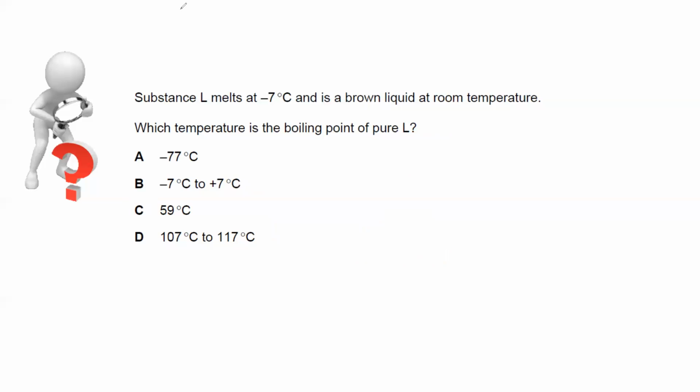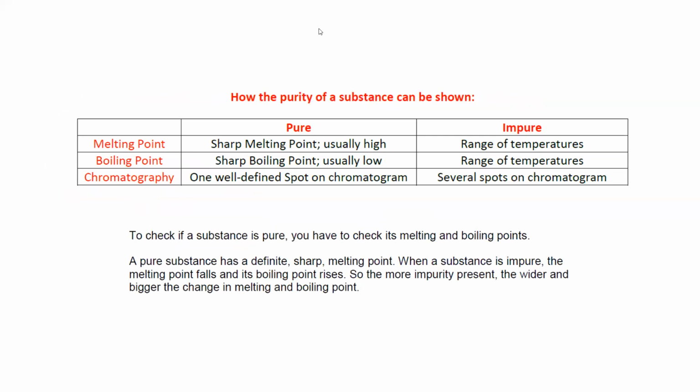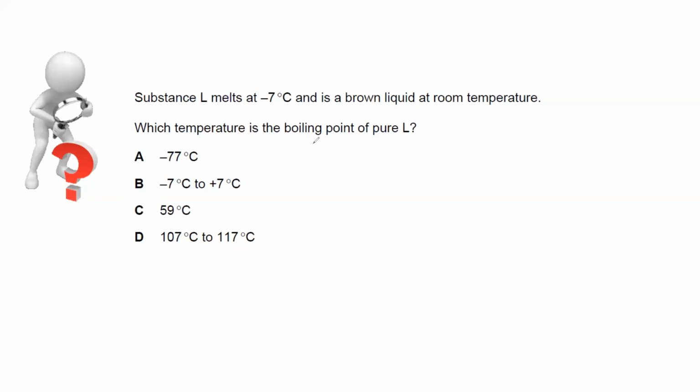As in the previous slide, I mentioned when a substance is pure, it will have a sharp melting point and boiling point. But when a substance is impure, it will have a range of temperature. And they specify here that this substance is a pure substance. So it should boil at a fixed temperature, and the boiling point should be higher than the melting point. So -77 is totally wrong because it is lower than the melting point. Why is B wrong? Because they mention it's a pure substance, and a pure substance cannot have a range of temperature for melting and boiling point. That's why we are left with option C as the right answer.